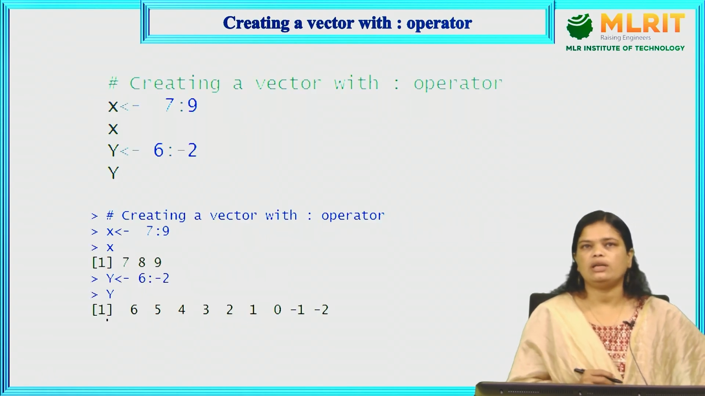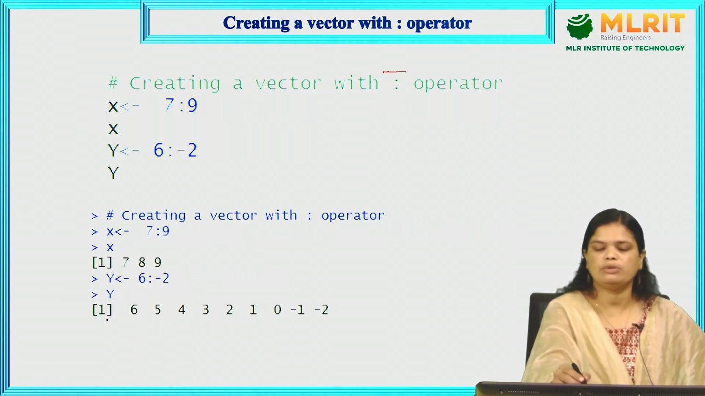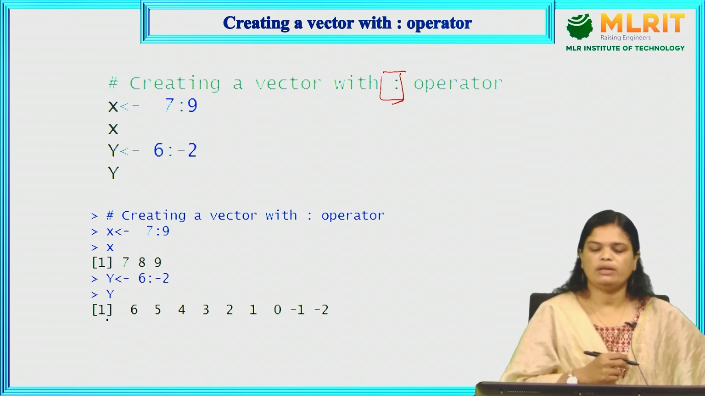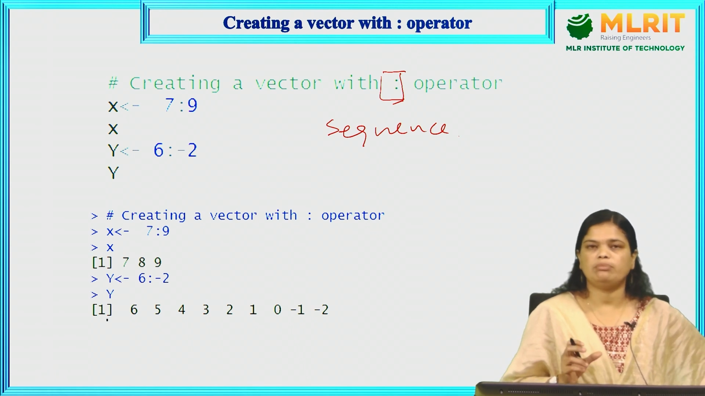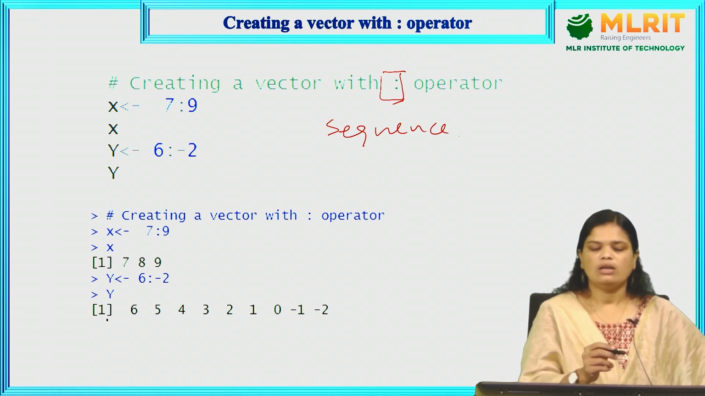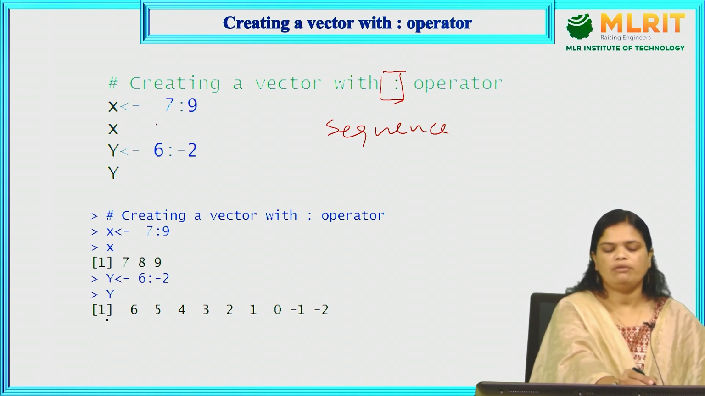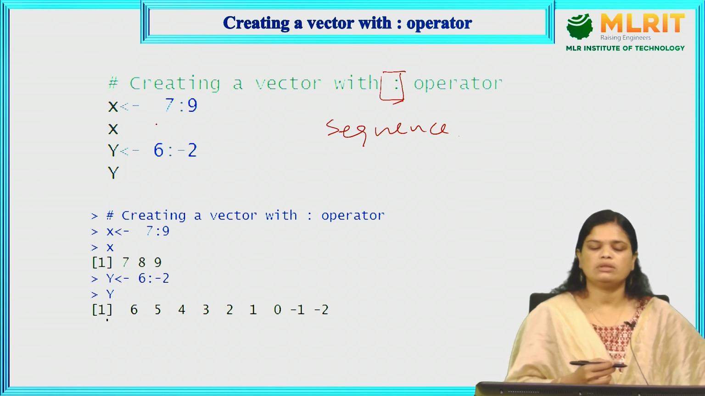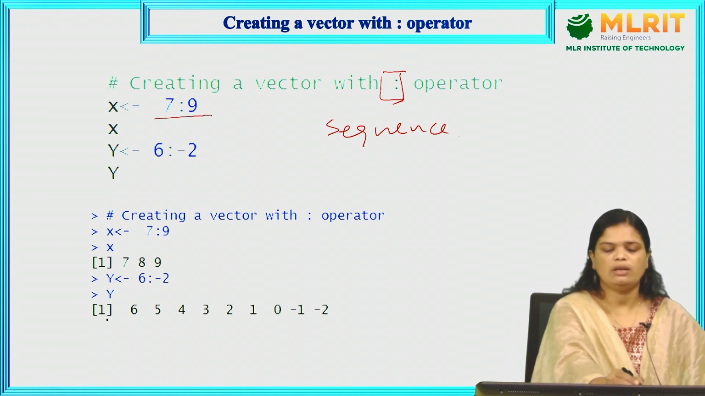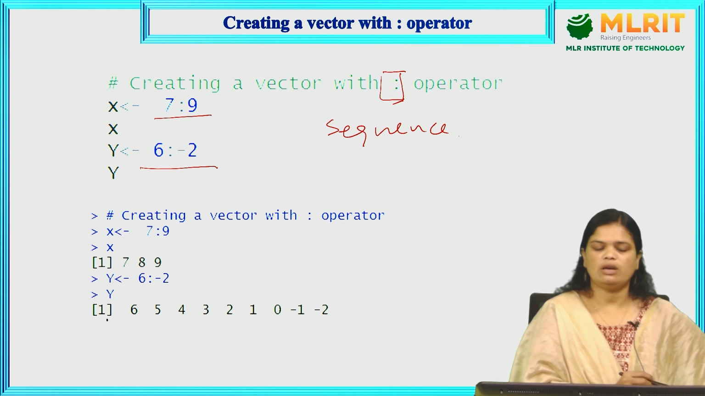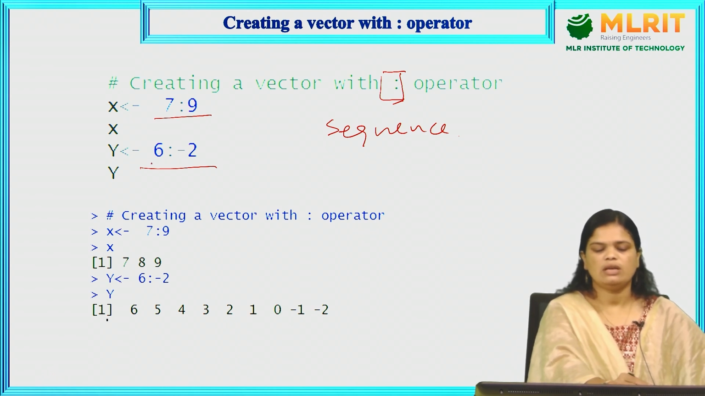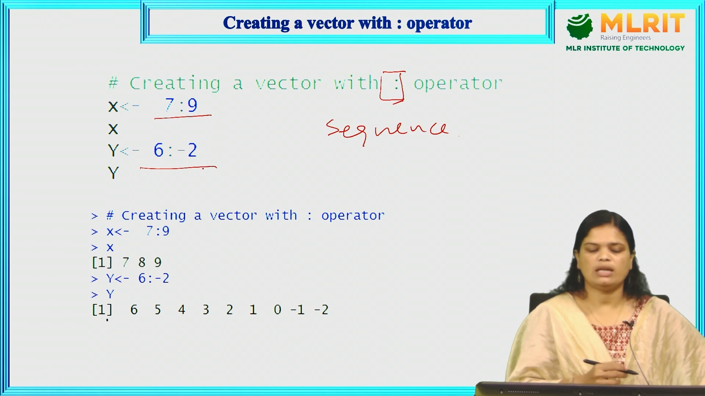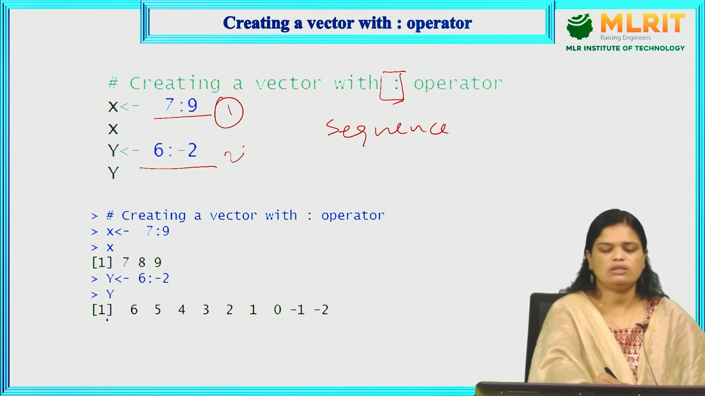Another way to create a vector is by using a colon operator, in other words called a sequence. All the time it is not possible to enter numbers manually. So when we have to create more numbers, we use the colon operator. I have 2 sequences here, observe. 7 colon 9 is one sequence. 6 colon minus 2 is another sequence. This is 1 and this is 2.